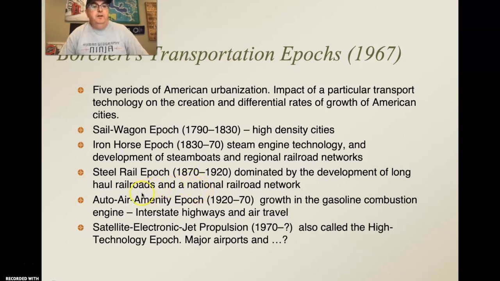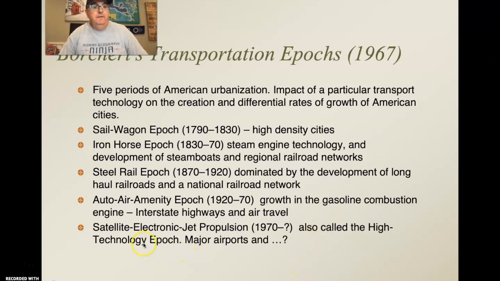1920 to 1970, this is the auto-air-amenity epoch. And what happens here is the growth of the combustion engine, interstate highways, air travel. This is the expansion of cars. So in automobiles, it has two phases as explained before: state highways, and then post-World War II would be the extension of the interstate highways, and the impacts on where cities go. And where those interstates went really, really influenced the distribution of cities.